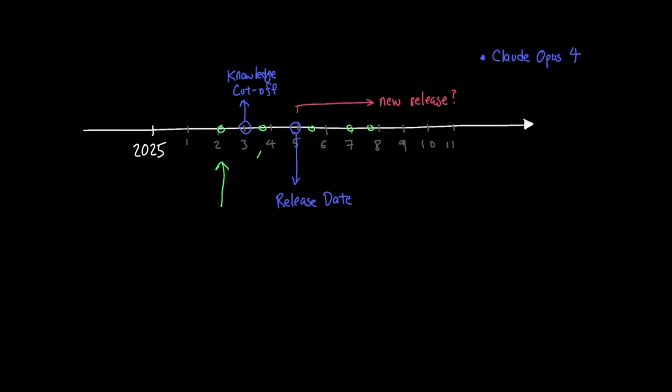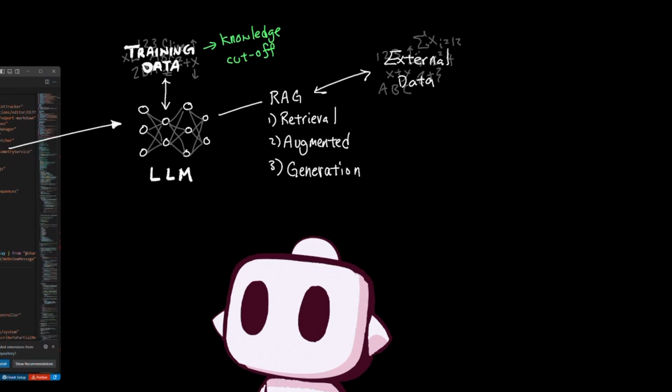However, there is another method to this, which is known as RAG. RAG essentially allows LLMs to augment their knowledge beyond their training data, using whatever information they retrieved as a data source. So let's break it down into 3 steps to dig a little bit deeper: retrieval, augmented, and generation.